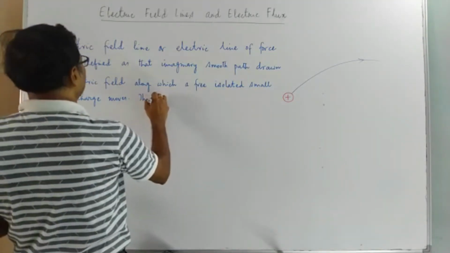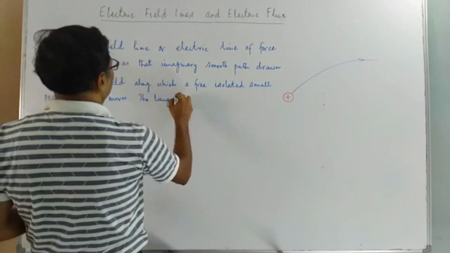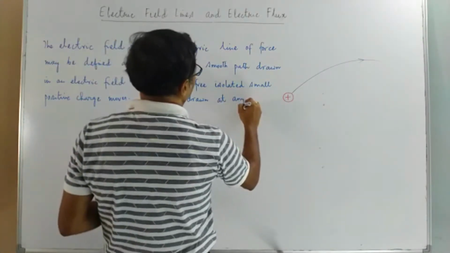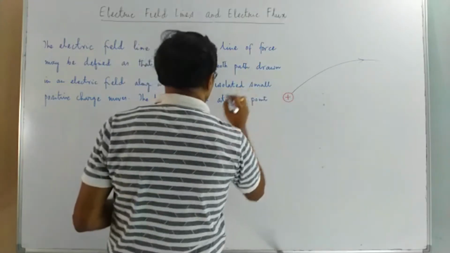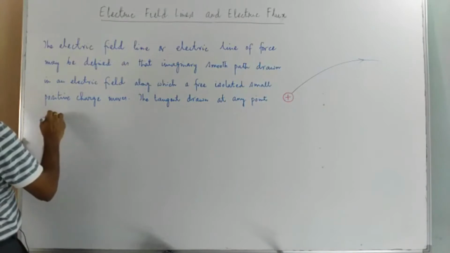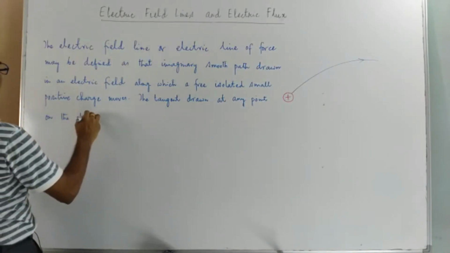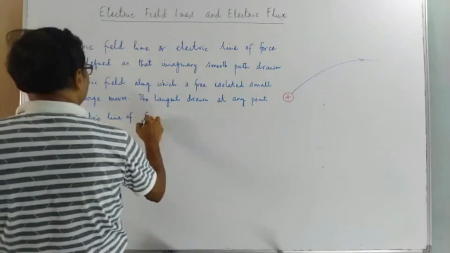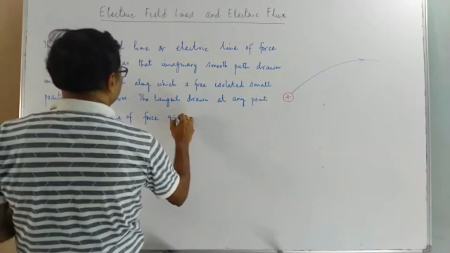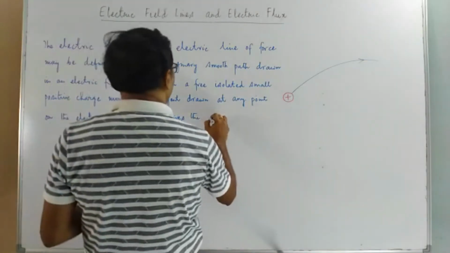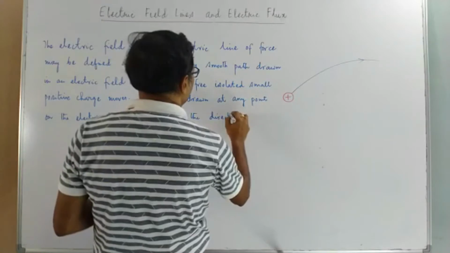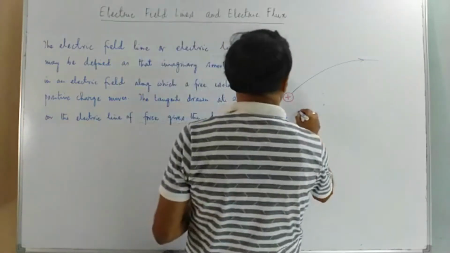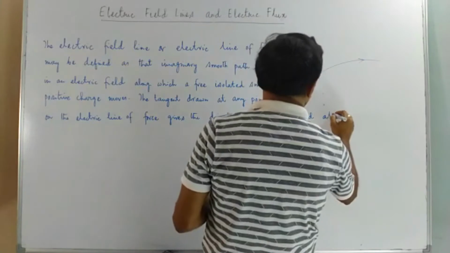The tangent drawn at any point on the electric line of force gives the direction of electric field at that point.